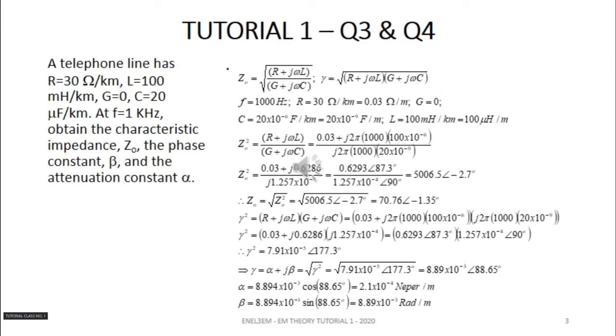Therefore our alpha is the real part of gamma, which is 8.89 times 10 to the minus 3 cosine of 88.65, and that gives us 2.1 times 10 to the minus 4 nepers per meter. Now our beta is simply the imaginary part of gamma, which is 8.89 times 10 to the minus 3 sine of 88.65 degrees, and that gives us 8.89 times 10 to the minus 3 radians per meter. So that's the solution for both question 3 and question 4.